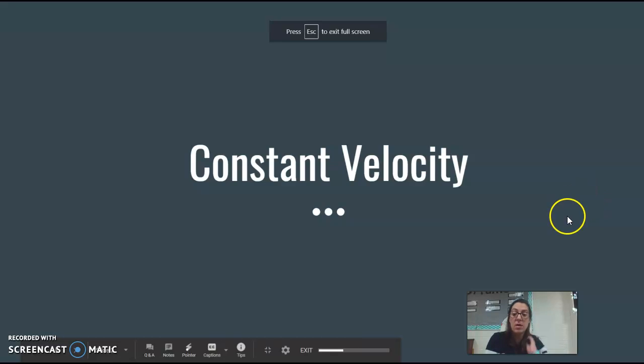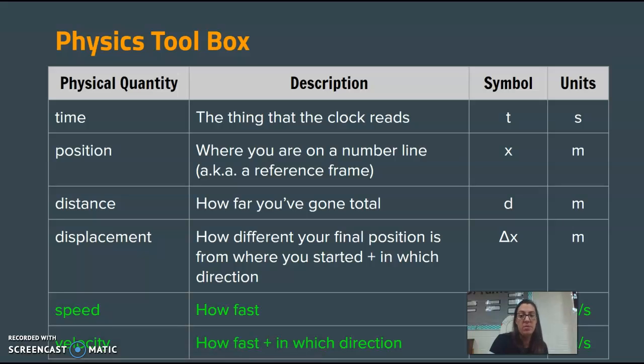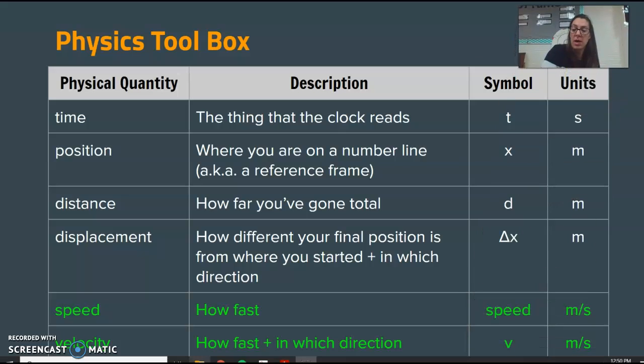All right, so we got to talk about constant velocity. Based on the video that you just watched, these terms should be familiar, and we're going to talk about them specifically. Write these down if you don't have them. These terms we're going to use over and over and over, so we have to have a really strong understanding of what they are.